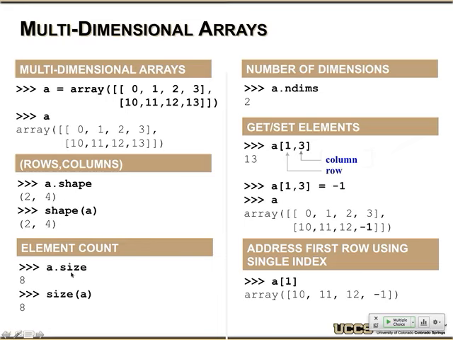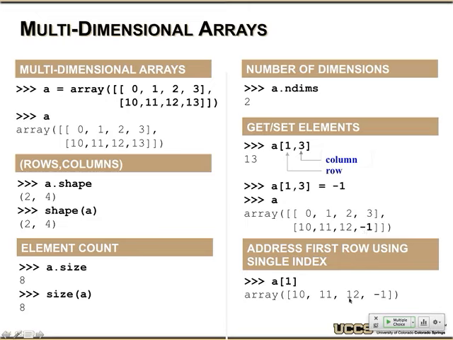Size tells me how many elements are in it, not its shape. So size just tells me there's 8 elements. The number of dimensions is 2. I can access, either by getting or setting, by using square brackets. So I can say A square bracket 1, 3 equals minus 1, and it changes that item.